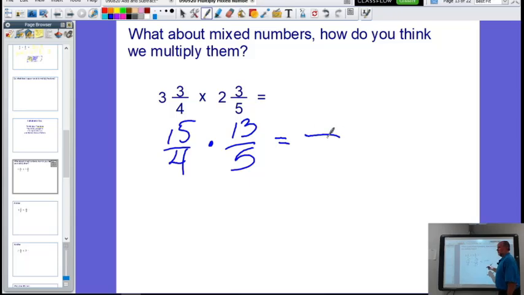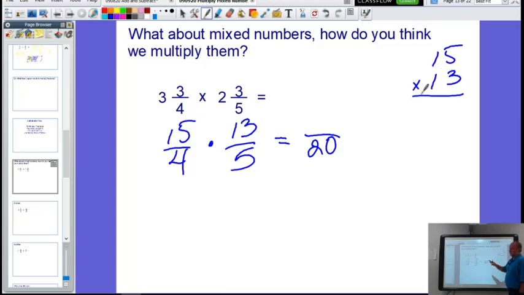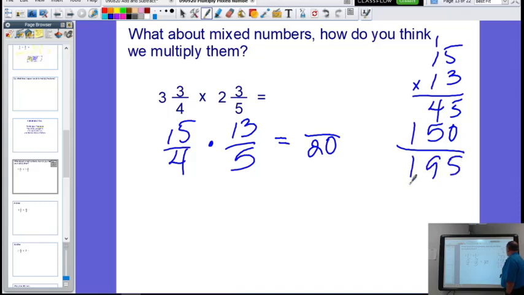I'm going to do the 4 times 5 first, because it's the easiest. And then I'm going to come over here to the side and do 15 times 13, because I can't do that in my head. Or I could, but I'm not going to. So 3 times 5 is 15. And then 3 times 1 is 3, plus 1 gives you 4. And then I move over a spot. 1 times 5 is 5. 1 times 1 is 1. And I got 5, 9, 1. So I end up with 195, so I end up with 195 over 20.